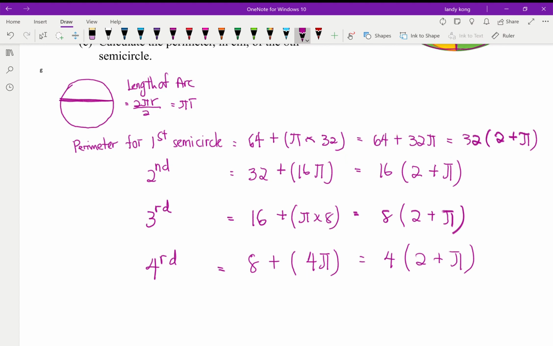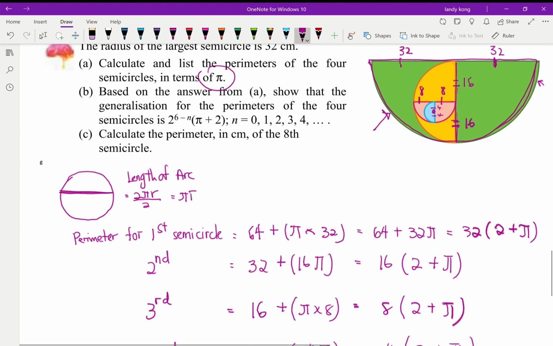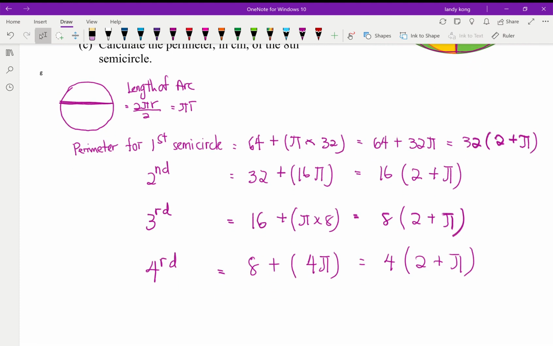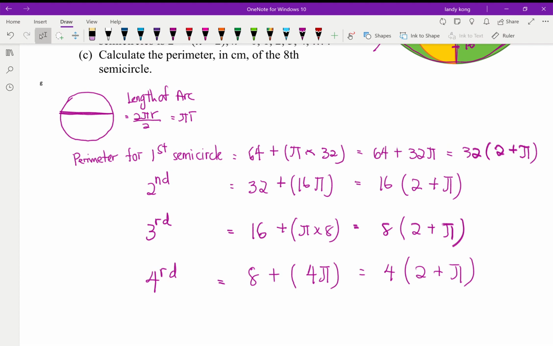Okay, so this is the sequence of how we calculate the perimeters of the semicircles. We have listed it out: this is 1, 2, 3, 4.